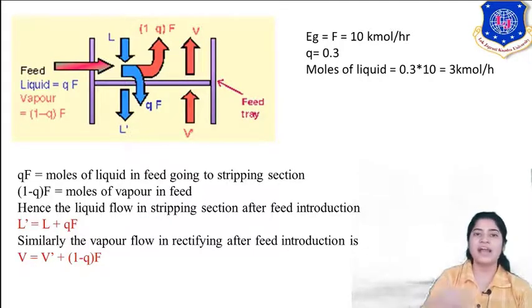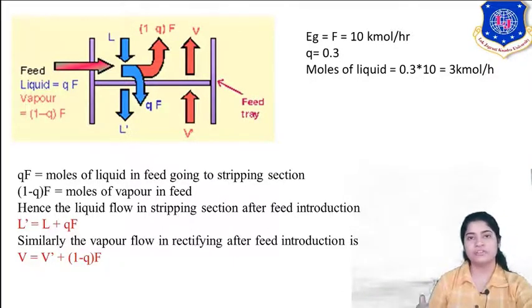Now it will add with the liquid which is coming from enriching section. Hence you can say that the liquid flow rate which is now going into the stripping section after feed introduction, what is it? L bar is equal to L, that is liquid coming from enriching section, plus liquid which is present in the feed. Here 3 kilomole per hour, what is that? It will add with L. So hence your liquid flow rate in stripping section has now increased. Okay, it totally depends on the value of Q.